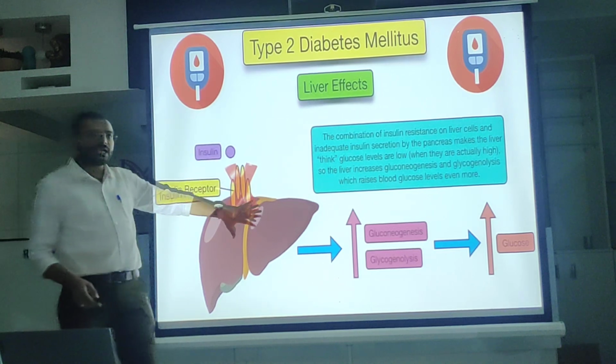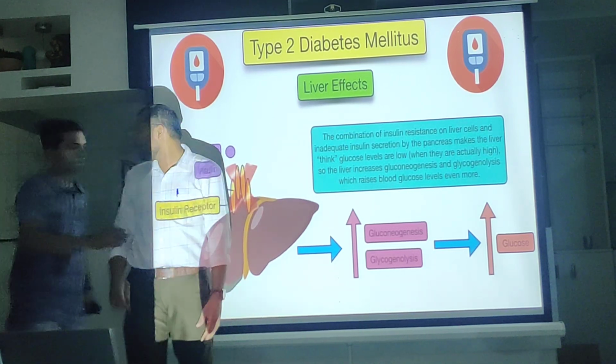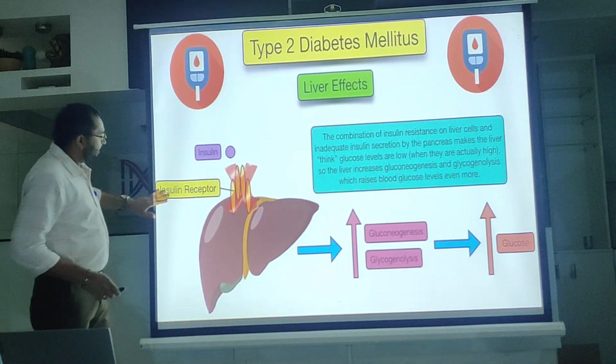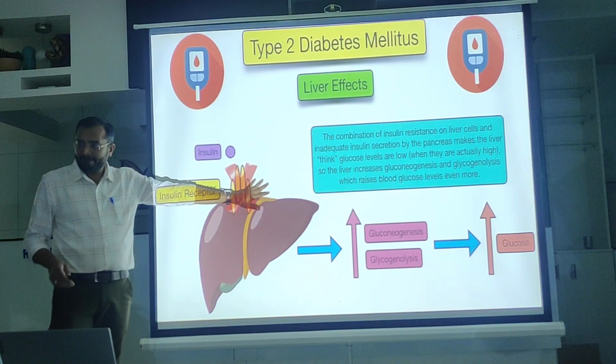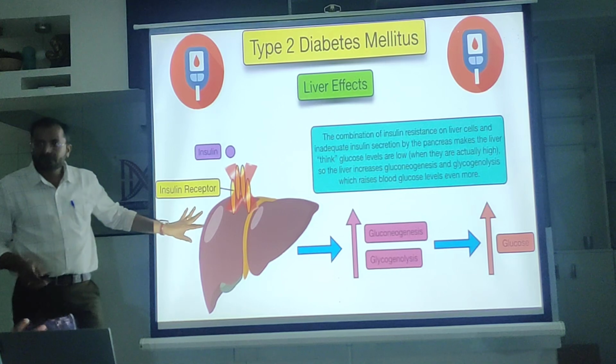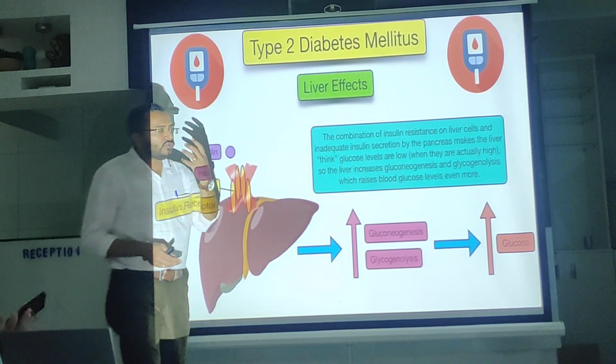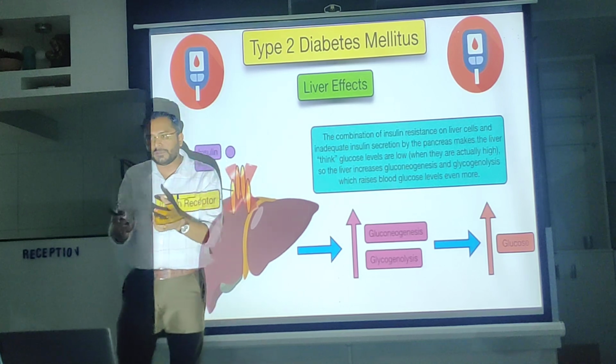Now at the same time, what is the liver effect? Yes sir. The insulin is there, but insulin is not working. What signal goes to the liver? What is the function of the liver? Every food we eat, the liver starts to absorb it.